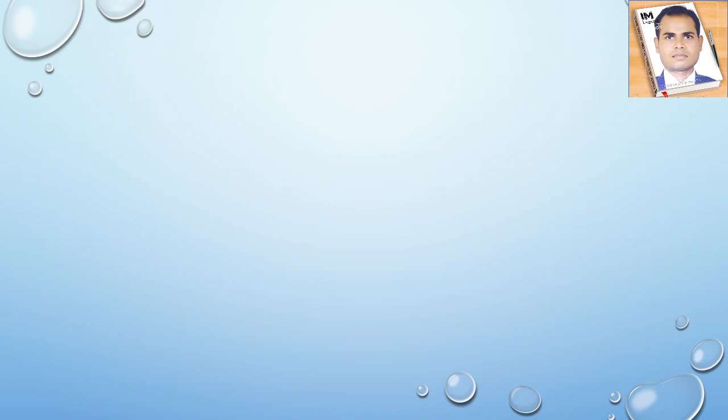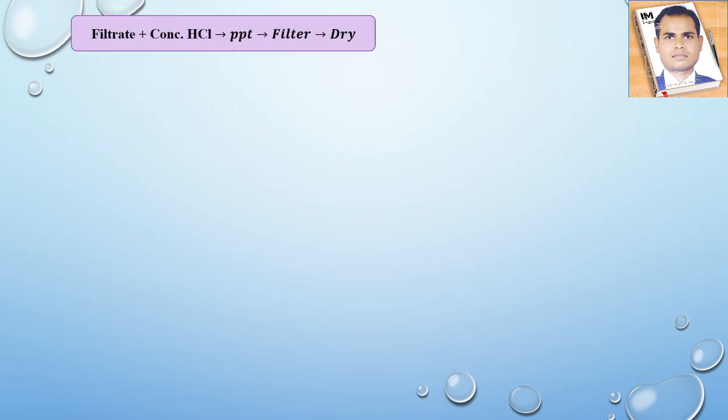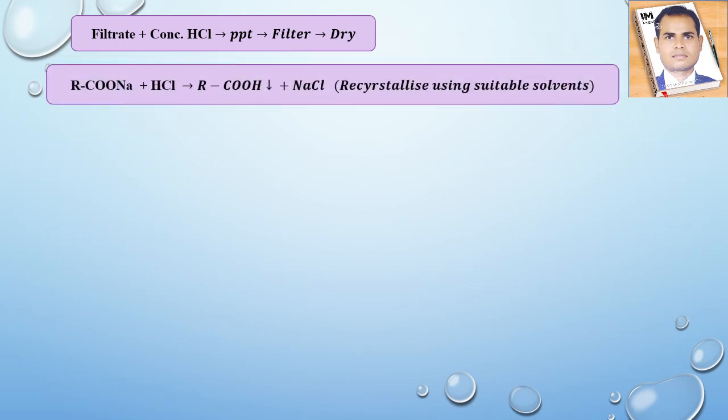After washing you will get the filtrate, right? In that filtrate we have to add concentrated HCl, so you will get a precipitate. Again we have to filter and dry it. The reaction will be in this way: salt plus HCl, so you will get the acid here. Recrystallize it using a suitable solvent, and simply dry it.